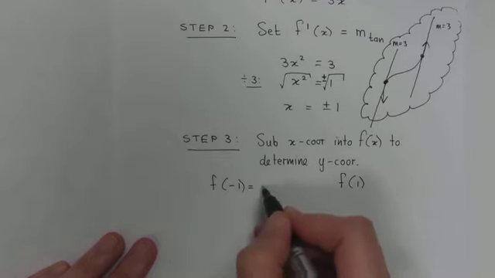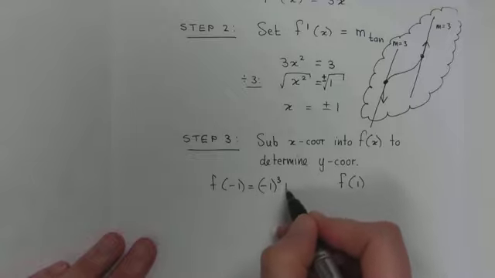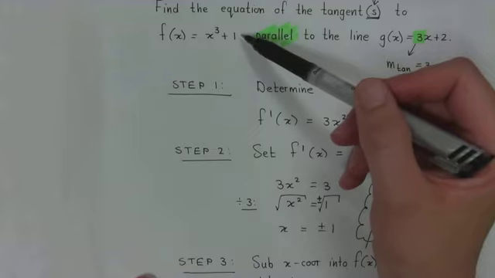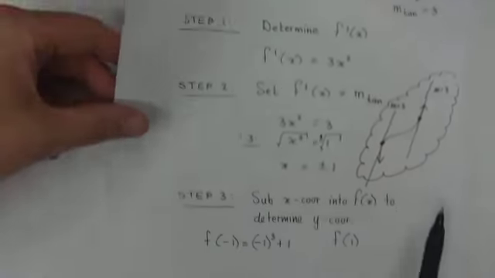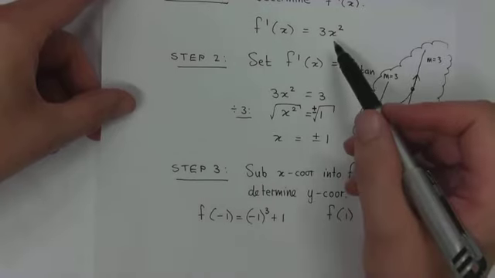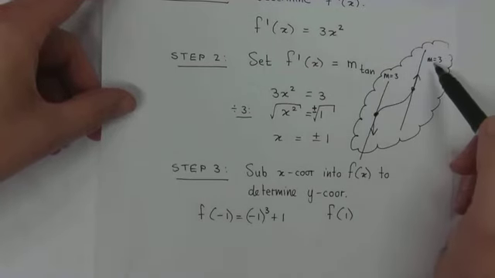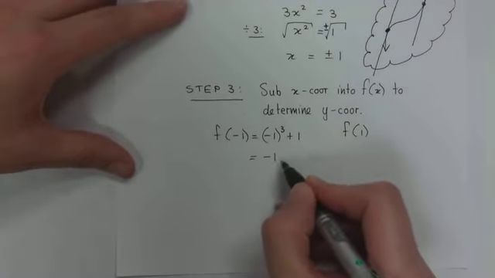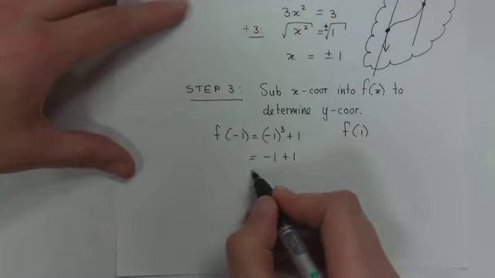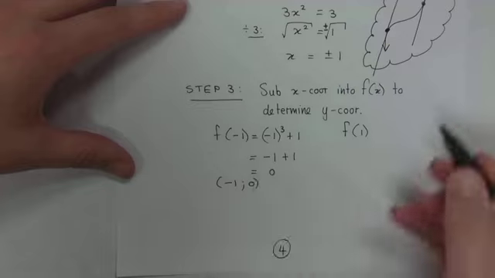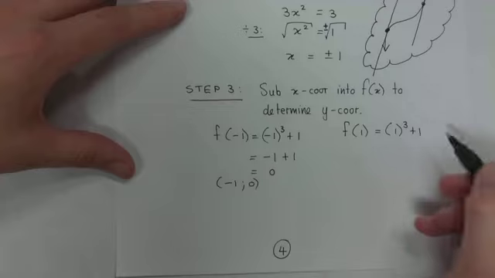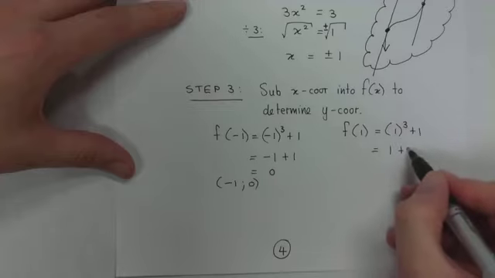So -1 gives me (-1) cubed plus 1, subbing it into the original function. Remember, if I want to get a y coordinate, it's got to go into the original function, because if I substitute this into the derivative, I'm just going to end up with 3, because that's going to give me the gradient, which I know is 3. So I sub it in there, and I end up with -1 plus 1, so that means my y coordinate over there is 0. So this point of contact is the point (-1, 0). And then I sub 1 again into that original function, so 1 cubed plus 1, and that's going to be equal to 1 plus 1, which is 2.